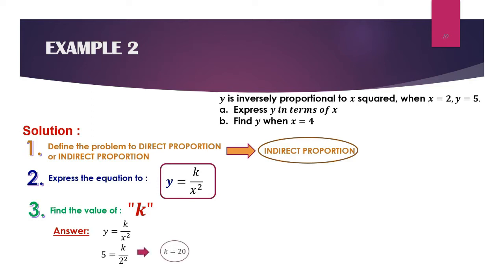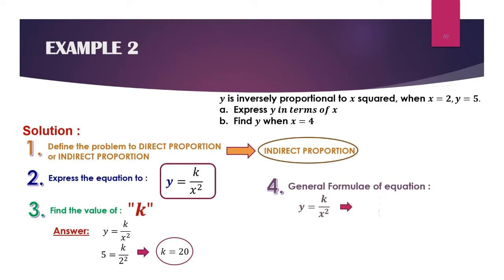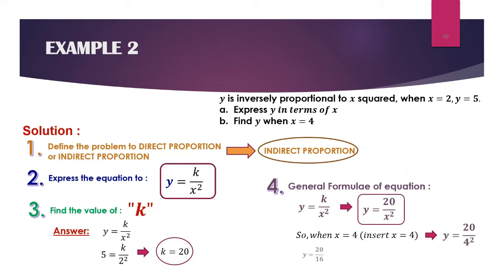Now we go to find the general formula. The general formula of the equation y equals k over x squared is y equals 20 over x squared. By substituting x equals 4, we get y equals 20 over 16. Yes, very easy, very clear.